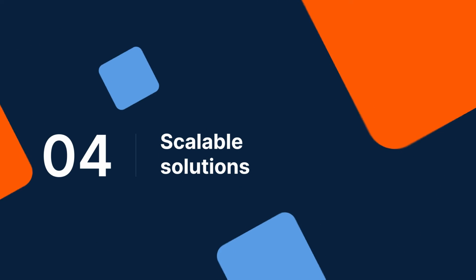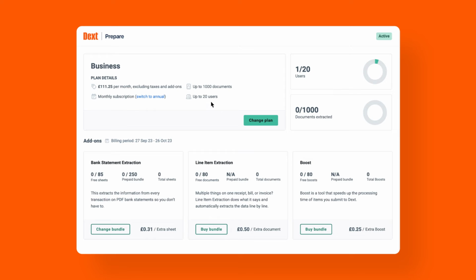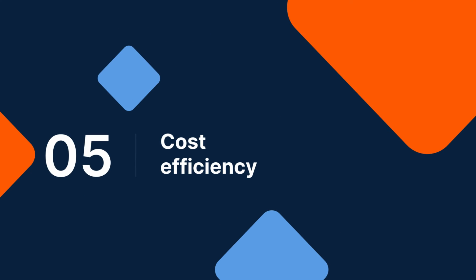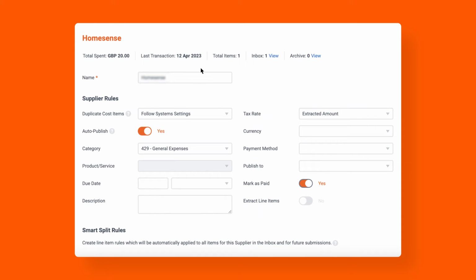Number four, scalable solutions. Xero and Dext Prepare can adapt to your needs. So whether you're just kicking things off or your business is already booming and expanding, these tools grow with you. Number five, cost efficiency. Automating your accounting and bookkeeping means you're not spending hours on tedious tasks. That's money saved and time better spent, if you ask me.